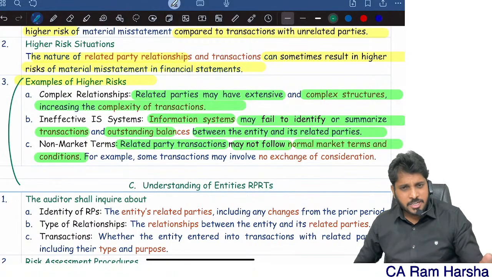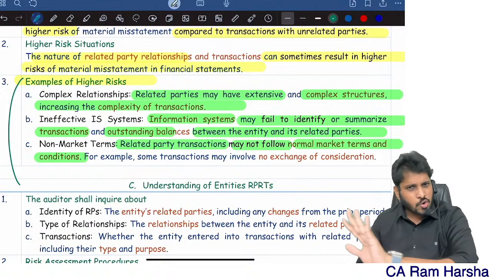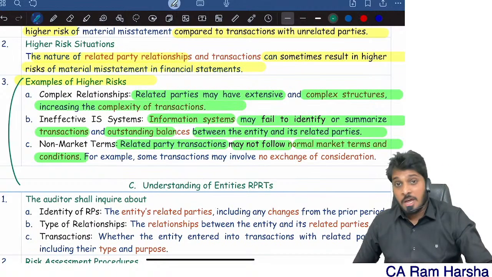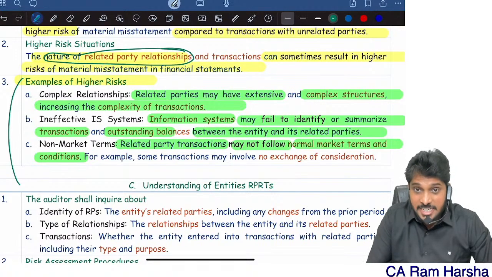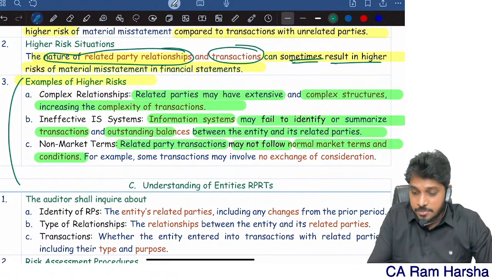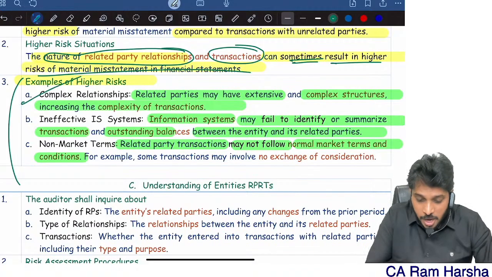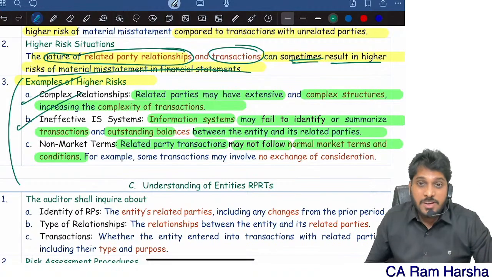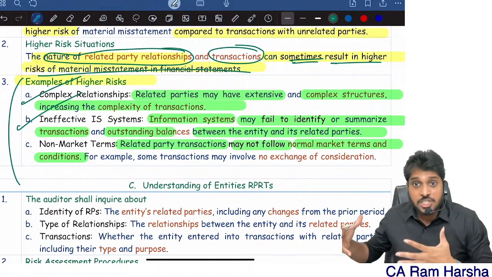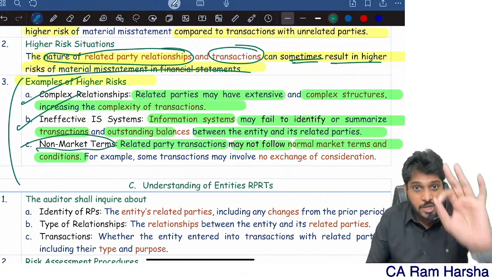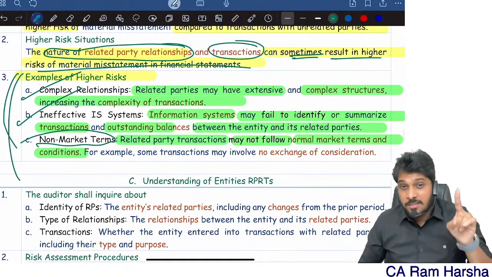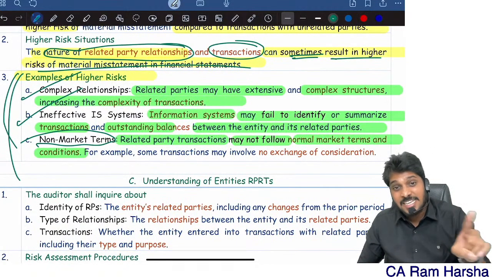Most of the related party relationships and transactions may carry no special risk. They will be ordinary. But in some cases, the nature of the relationship and the nature of the transaction can sometimes result in higher risk. For example, complex relationships, ineffective information systems where our systems are not capturing related party data, or related party transactions happening at non-market terms. In all these cases, the related party relationships and transactions carry higher risk.